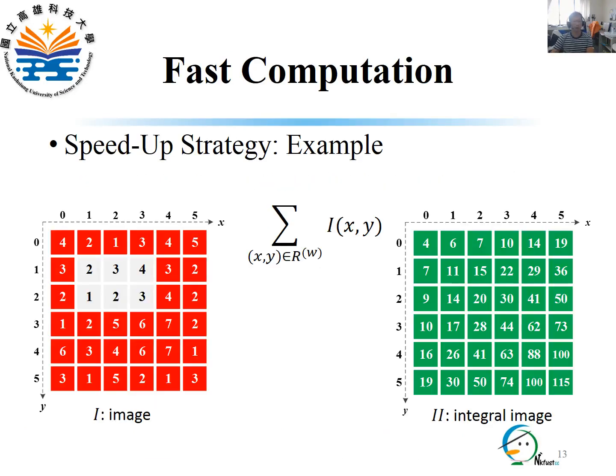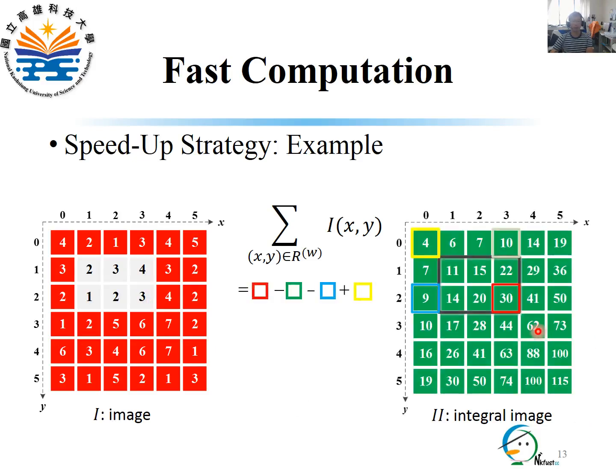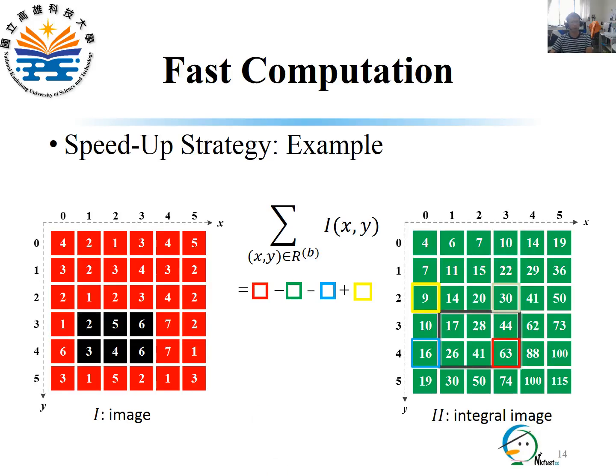For example, the sum of points in the white rectangle equals the red point minus the green and blue points and plus the yellow point in the integral image. It equals 30 minus 10 minus 9 plus 4 and equals 15. Similarly, the sum of points in the black rectangle equals 46 minus 30 minus 16 plus 9 and equals 26.